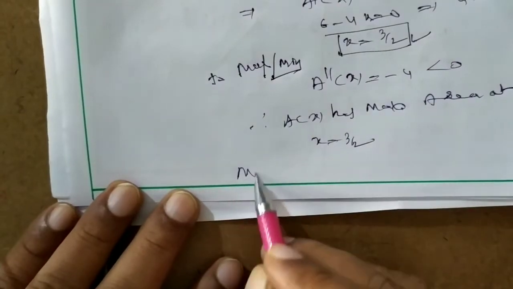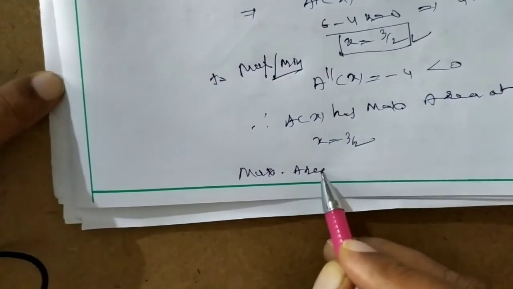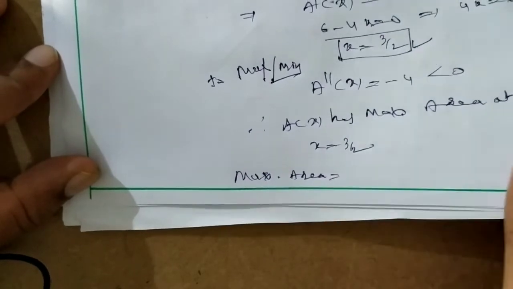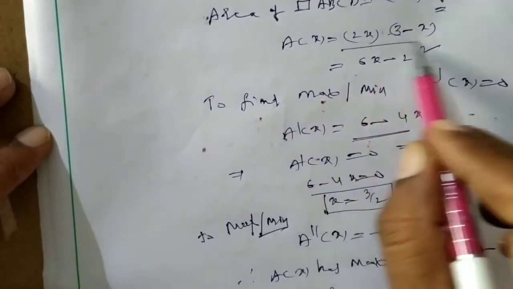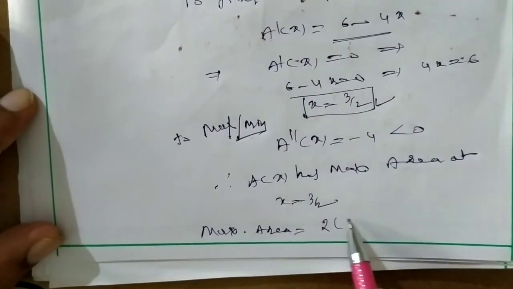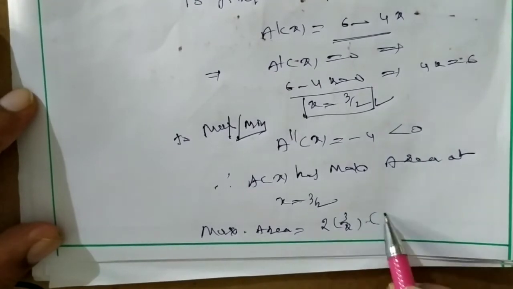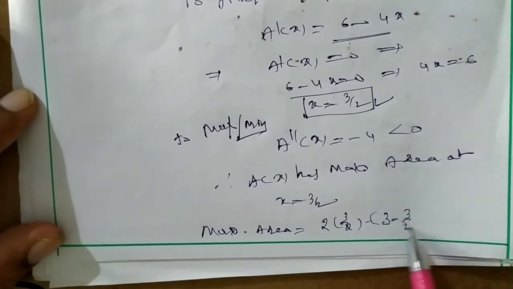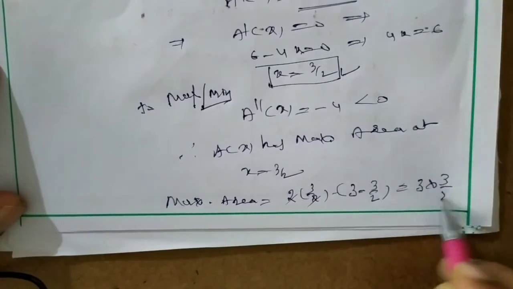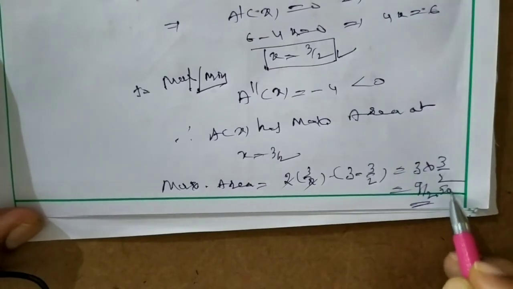Therefore, the maximum area is, as already calculated, 2x into (3 minus x). So maximum area is equal to 2 into 3 by 2 into (3 minus 3 by 2), which is equal to 2 cancels, 3 into 3 by 2, which is equal to 9 by 2. 9 by 2 square units is the maximum area.